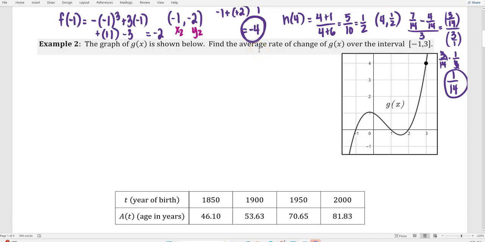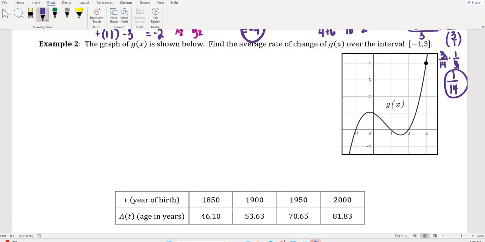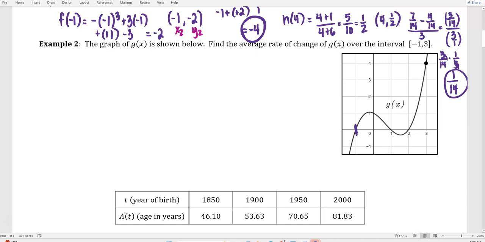Moving on. You will be asked to do some of these from a graph instead of from an equation. Really, I think they're even easier because it's asking us for the average rate of change of G on the interval from -1 to 3. So when we're looking at -1 to 3, -1 is right here, 3 is right here, so we're looking at this point, and if we go up right here, we're looking at this point.